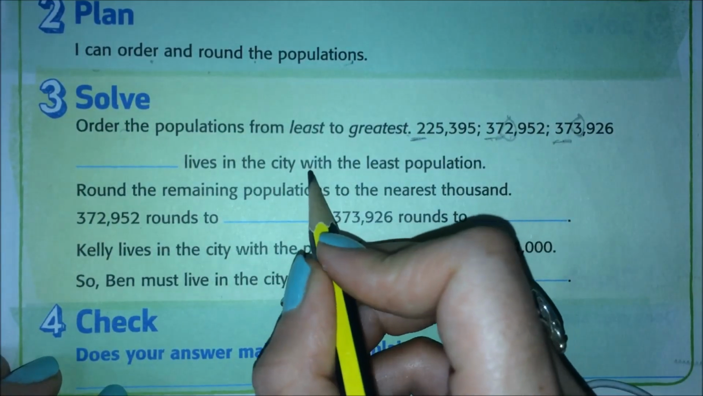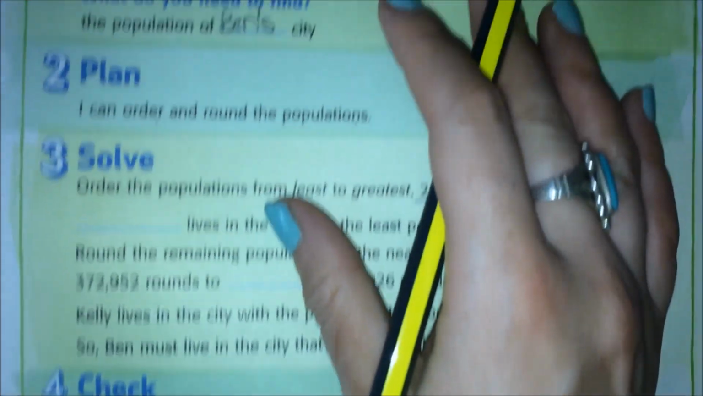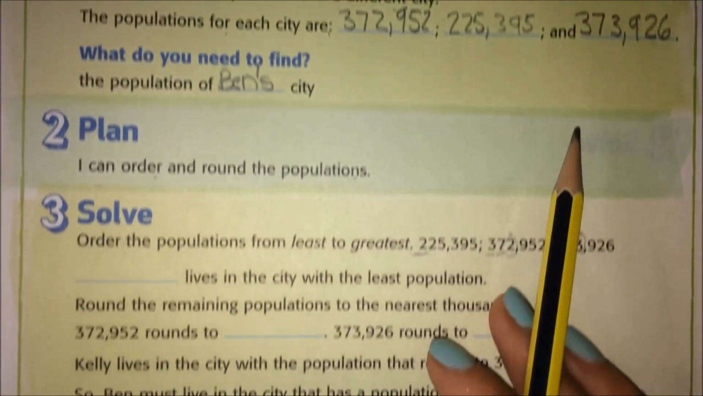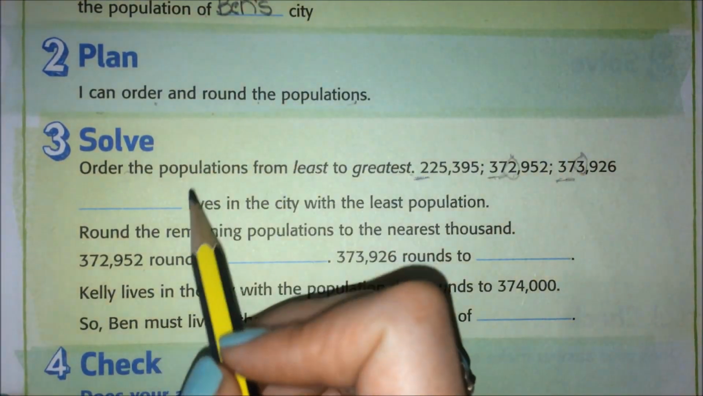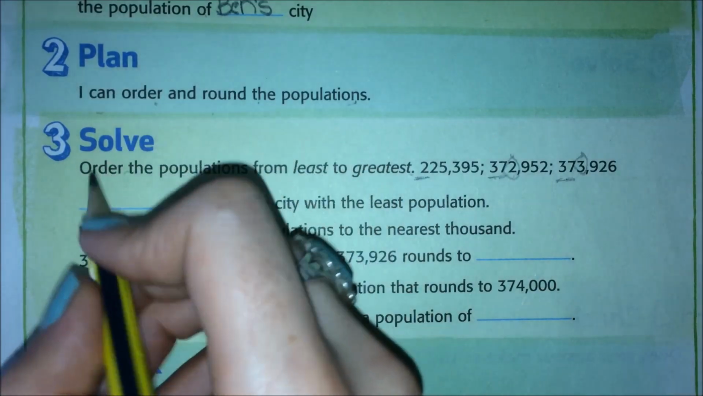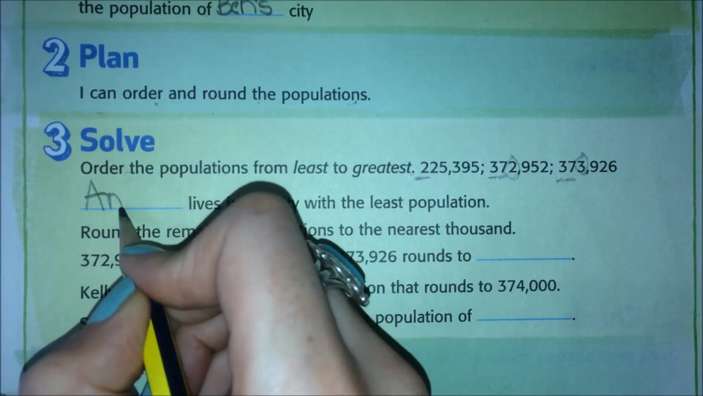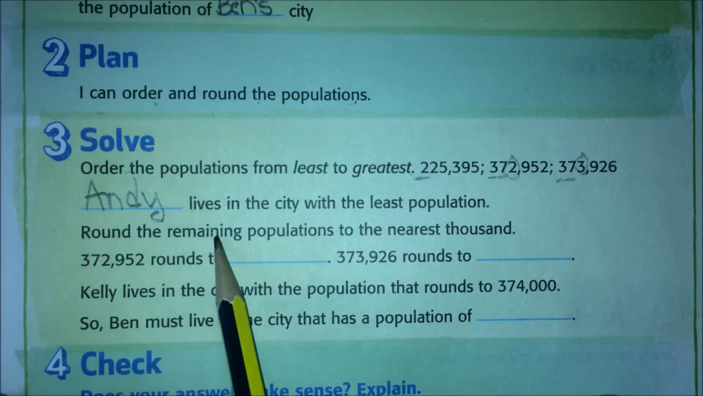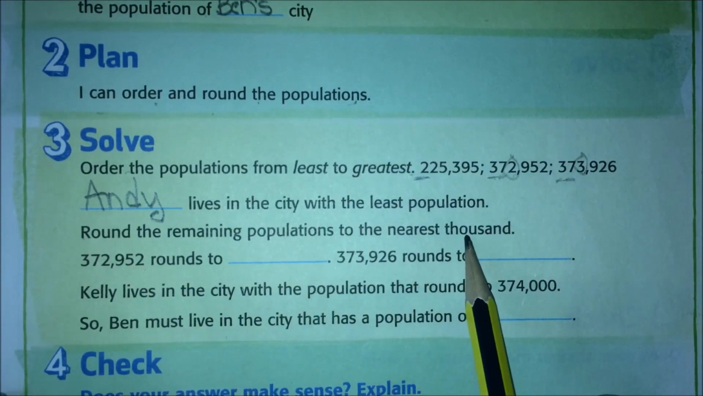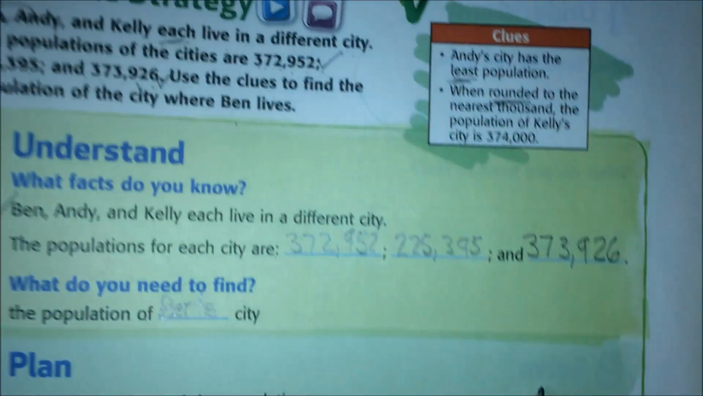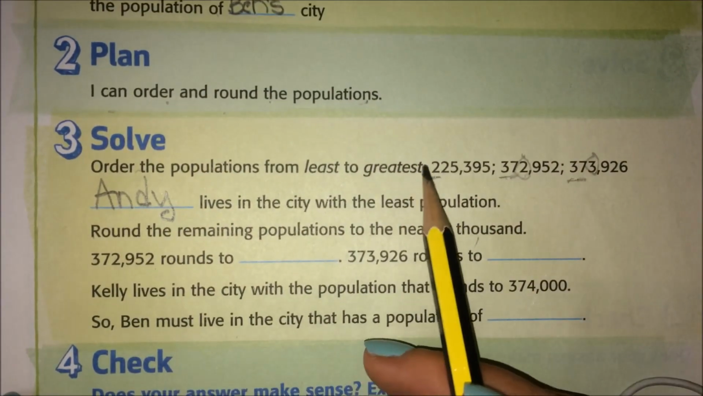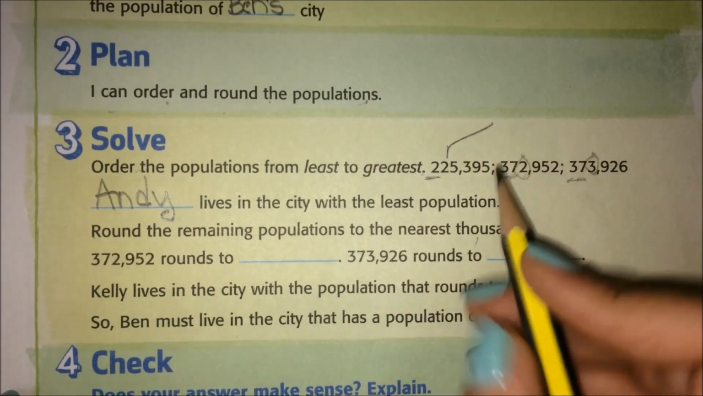Okay, now we know from the clue that Andy's city has the least population. So blank lives in the city with the least population. That would be Andy. Now, rounding the remaining populations to the nearest 1,000. Why are we doing that? Because up here it said round to the nearest 1,000. Okay, so we don't need to do Andy City. We're done with that one.